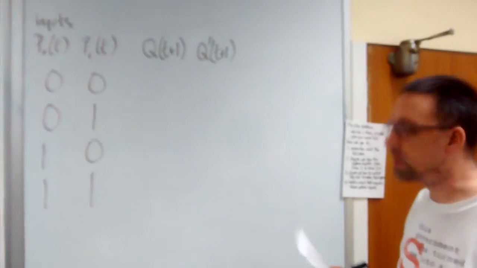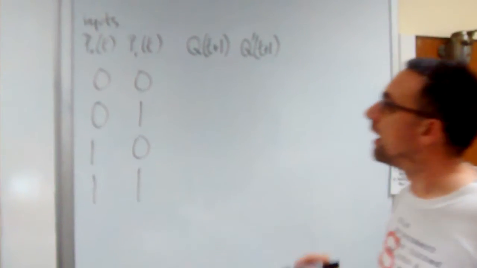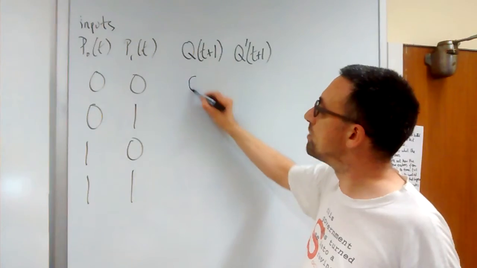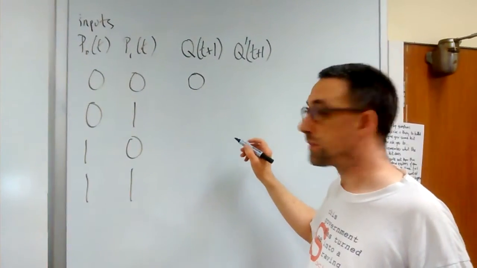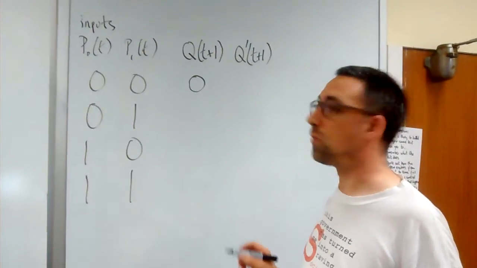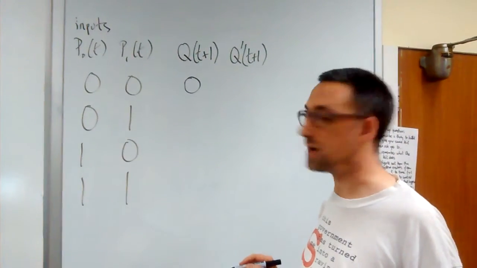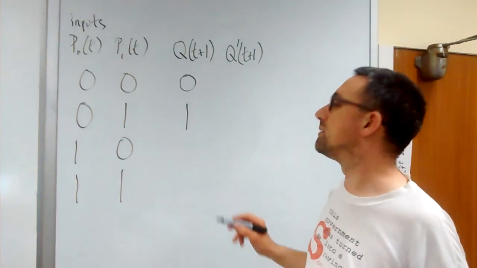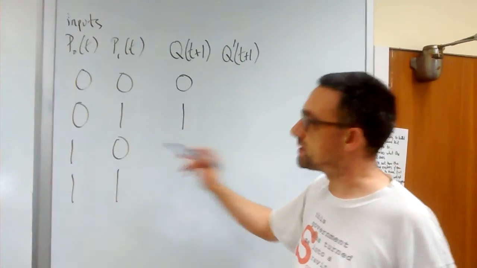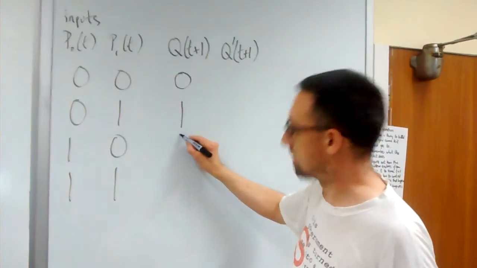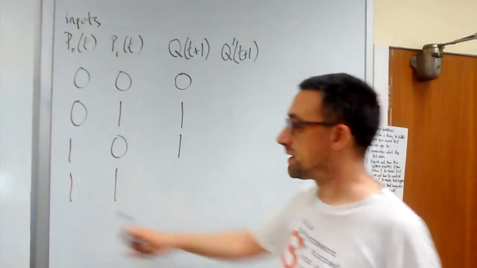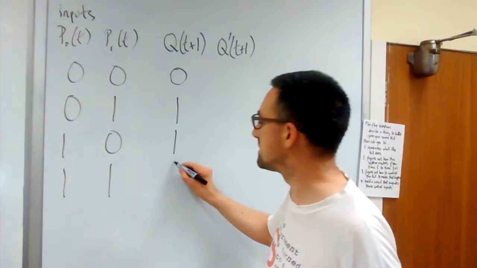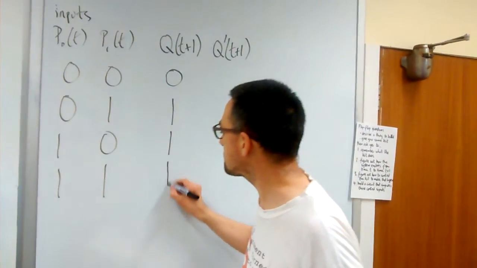Alright, so let's just work out the logic. If nobody wants to print, then nobody will be printing. If computer 1 wants to print and computer 0 doesn't, then it'll get what it wants. Otherwise, if computer 0 wants to print and computer 1 doesn't, then somebody will get to print. And if they both want to print, then indeed somebody will get to print. But we don't know who.